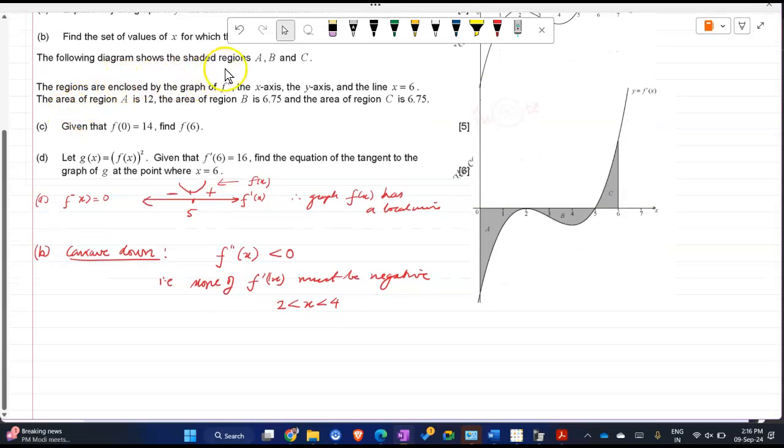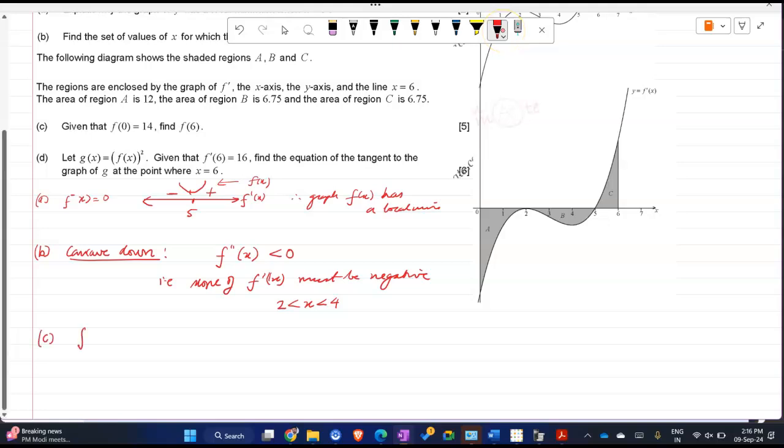Fine. The diagram shows the shaded regions A, B and C. The regions enclosed by the graph of f', the x-axis, the y-axis. So this is the x-axis, this is the y-axis, this is the region. Correct? Line y equals 6. So you're having 1, 2, 3 regions which are there. Yeah. Area of A is 12. So if the area of A is 12, what does it mean?